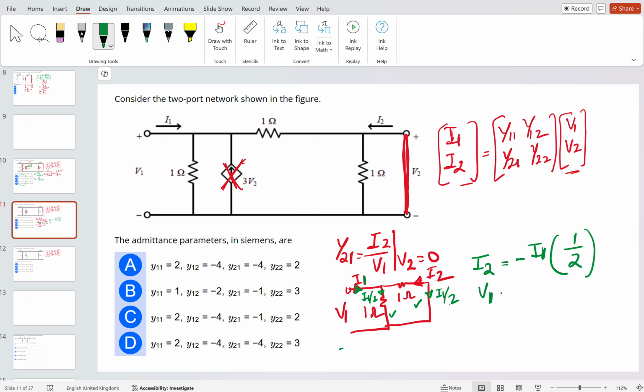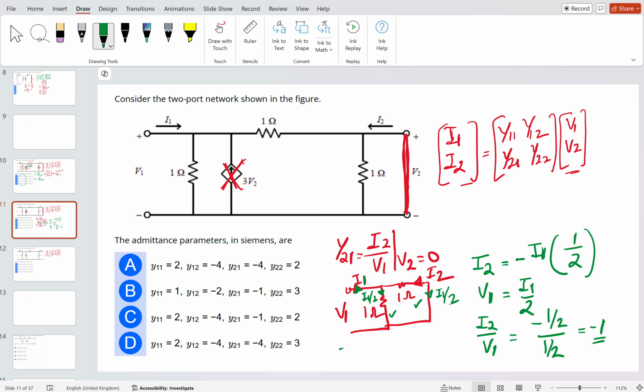And V1 is equal to I1 by 2, because the I1 by 2 current will flow into the 1 ohm. So what is the ratio of I2 by V1? I2 by V1 will simply be minus 1 by 2 divided by 1 by 2, which is equal to minus 1.